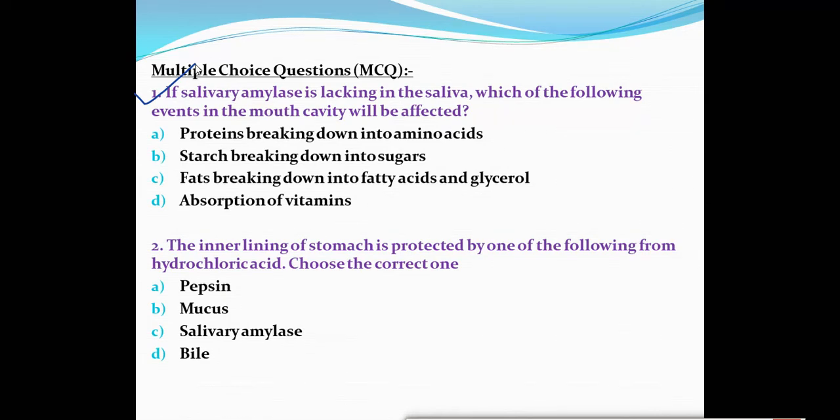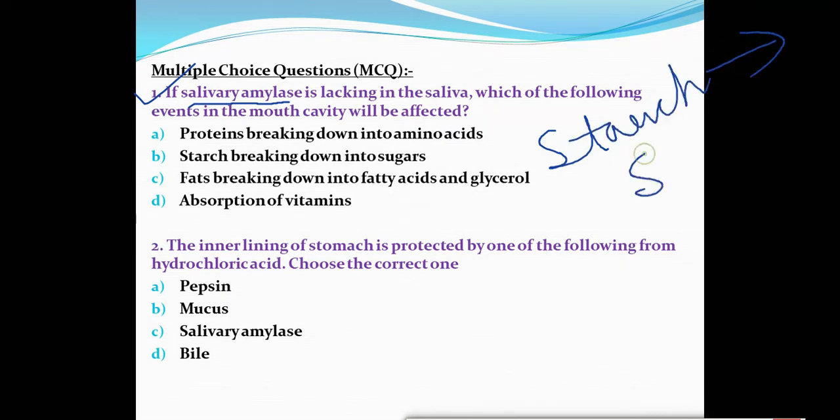The first one is proteins breaking down into amino acids. Second is starch breaking down into sugar. Third is fats breaking down into fatty acid and glycerol. And the last one is absorption of fats. So you all know, students, what the function of salivary amylase is. It converts starch into sugar. So if salivary amylase is not present in our mouth, then starch breaking into sugar will not occur in the mouth. So this event will be affected.